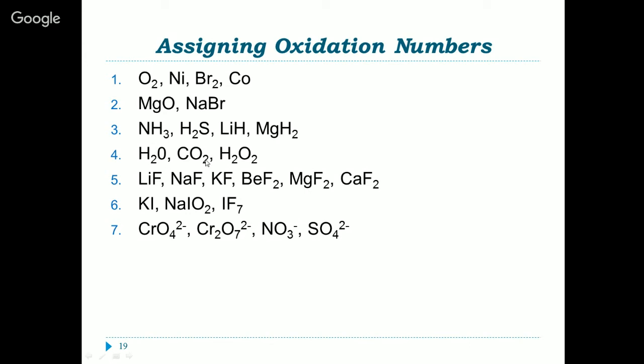Line 4 looks at oxygen, which almost always is going to be a -2. Why? Because it is a group 6 nonmetal. It wants to accept 2 electrons to become more stable and have the electron configuration of a noble gas. So here it's a -2, here it's a -2, but here I have hydrogen peroxide. When I have the peroxide ion, it is actually O2 with a 2-, so each individual oxygen atom would have a -1 charge.